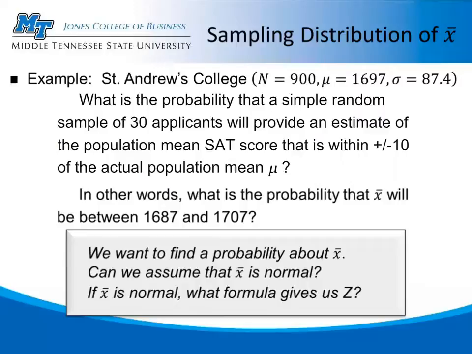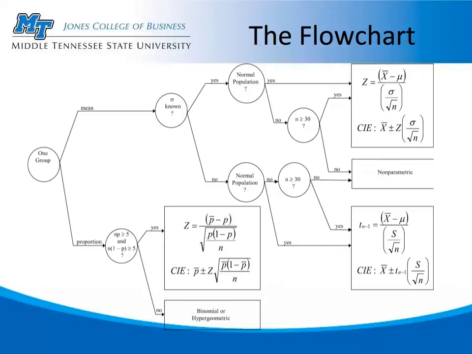Now, the essential elements that you want to see from this problem is that you want to find a probability about the sample mean. Now we're going to need to know whether or not the sample mean is normal. And if it turns out that it's normal, we're going to need to know what formula to use to give us the value for z. And what I've done is I've fixed up a little device that I'm hoping is going to help you to do that. This is the flowchart.